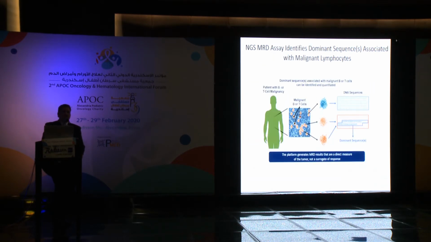So the NGS-MRD assay identifies the dominant sequence associated with malignant lymphocytes. Simply, the malignant T or B cells are mixed with the normal cells, you extract the DNA and you look for the specific dominant DNA sequence, and you use that sequence to track the residual disease across various stages of treatment. Basically, the main advantage of this platform is that it generates MRD results that are a direct measure of the tumor and not a surrogate of a response.